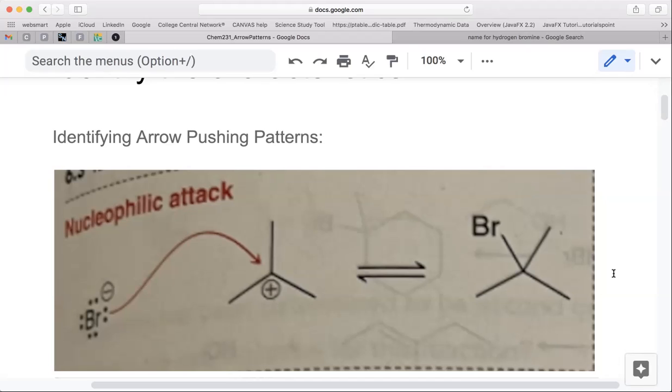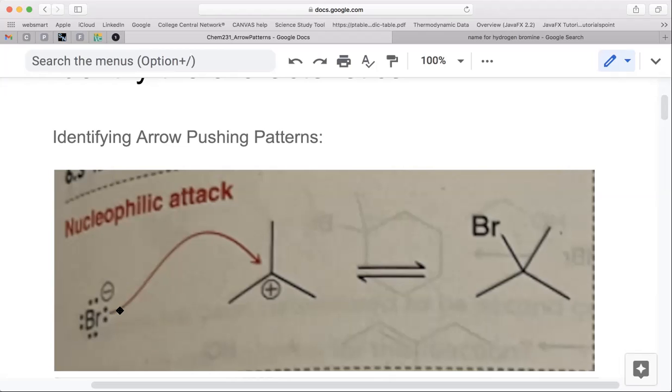We see a bromine atom with a negative formal charge, and we see a compound with a carbocation, which is what that positive formal charge is an indicator of. So we see that this is actually 1, 2, 3, so it's a tertiary carbocation. And we also see the double arrows, which means that this is a reversible reaction, which means it's constantly going back and forth until it reaches equilibrium.